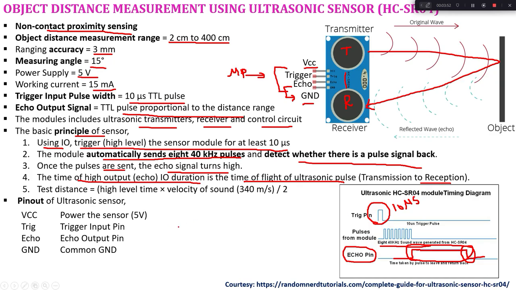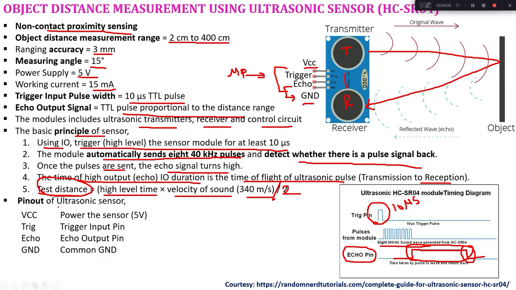With the help of this time period, we can apply a simple formula to calculate the object distance, which is the echo pin high level time times the velocity of sound. We already know that it is 340 meters per second. Since this time is for the transmitted wave going from the transmitter to the object and then back to your module again, it is the total time period. We are going to calculate only the object distance, which will be half of this value. So we divide that value by 2. With the help of this formula, we can calculate the test distance.